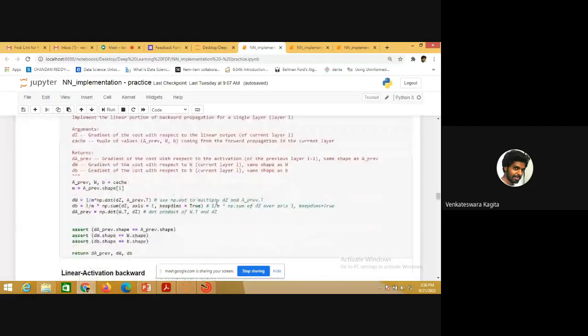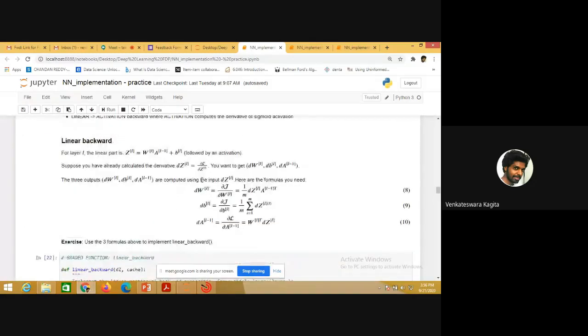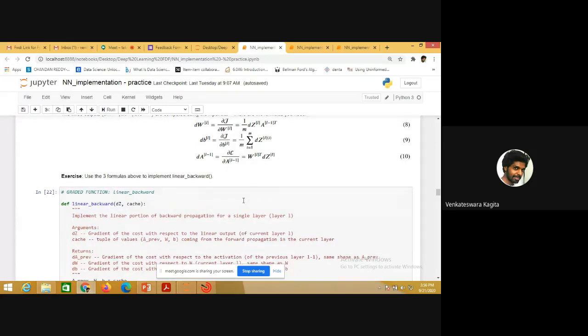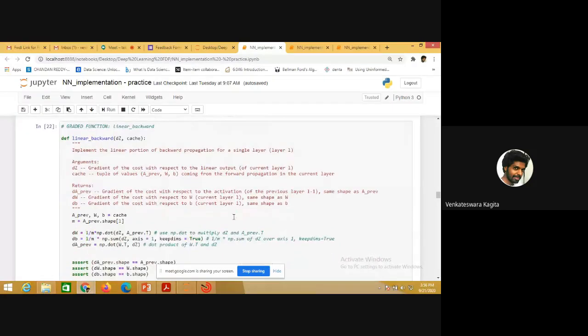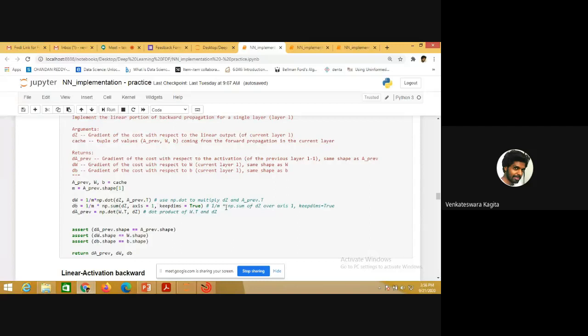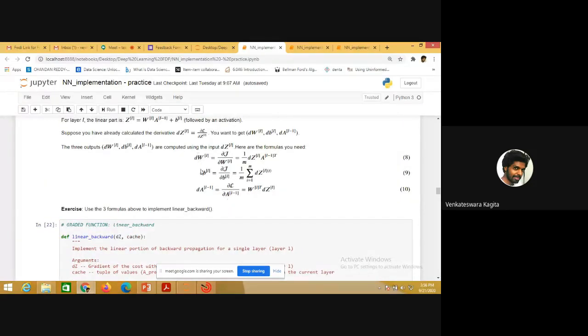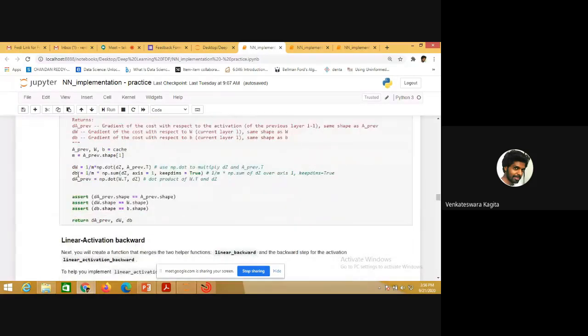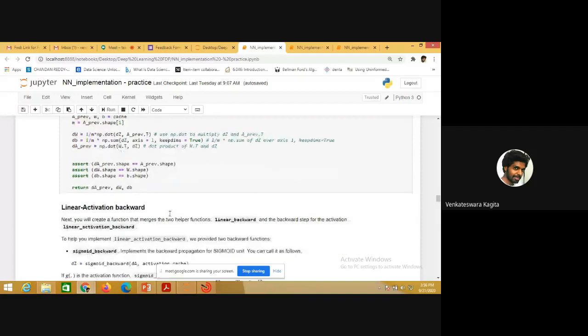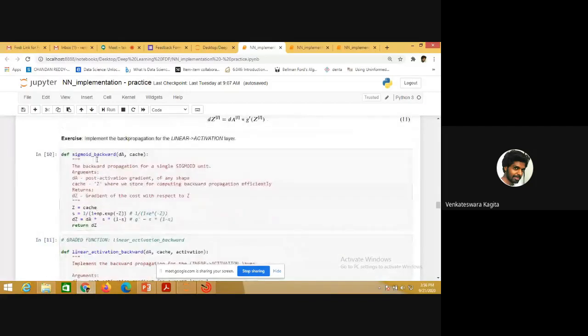So for linear backward, you just have to compute these three. Once you have dz and the cache with all those values, A and the rest, which were already computed during forward propagation and stored in the cache, you can access them and compute dW, db, and dA previous. I have used the same things here also; you can go through it. And now for sigmoid backward, we just have to multiply by an extra term. That is what you are doing here also.